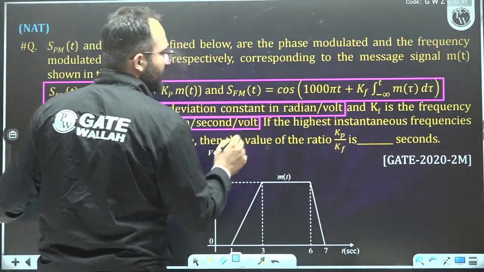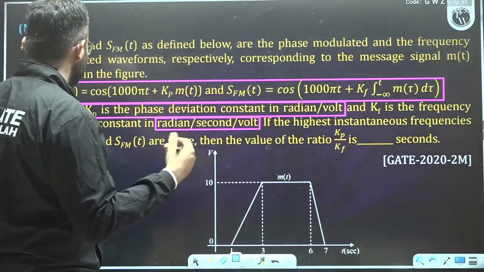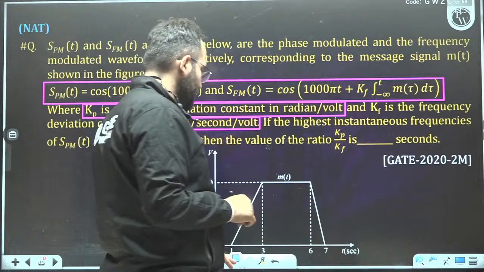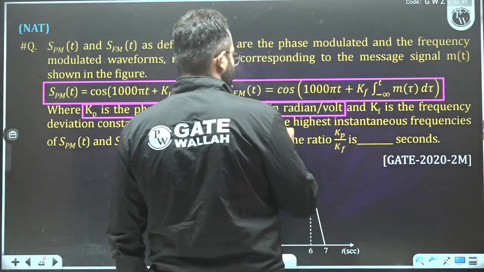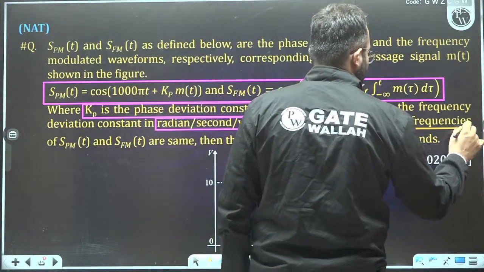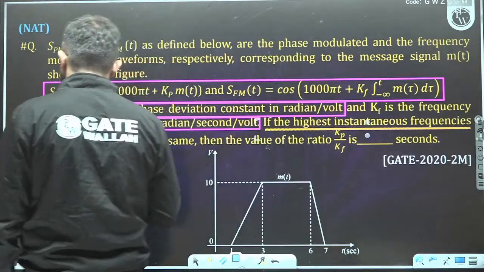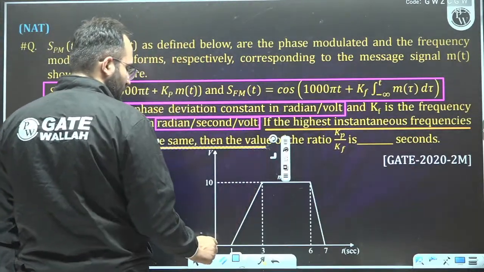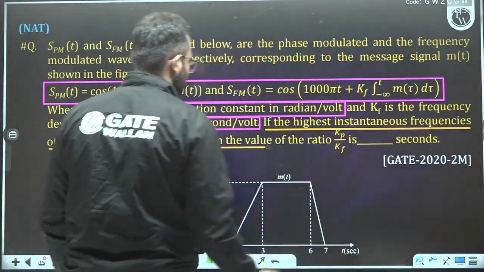Okay. If the highest instantaneous frequencies are the same in both, then we have to find out the ratio. These are the type of questions of FM and PM which are very popular. So let's see how to solve it.